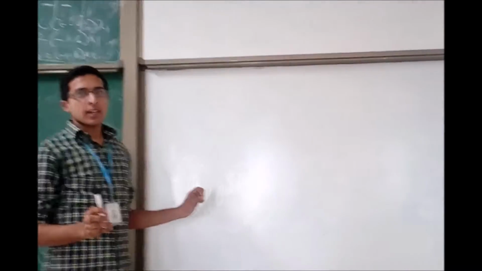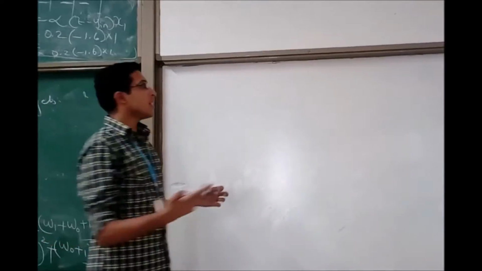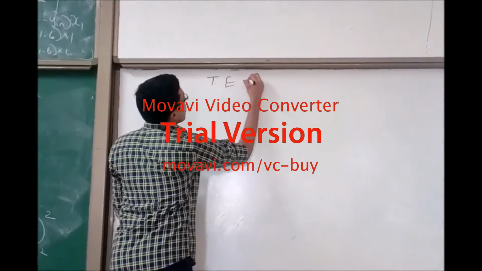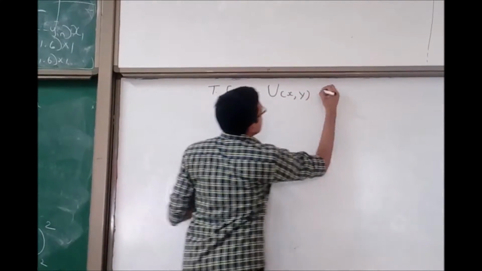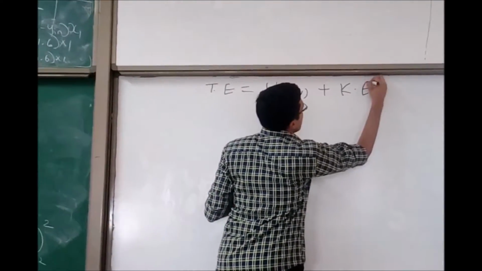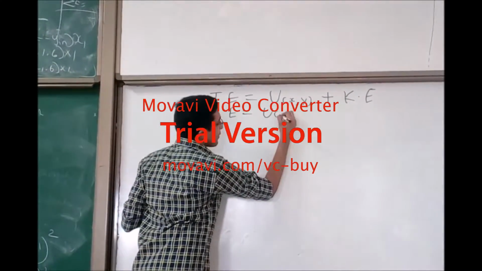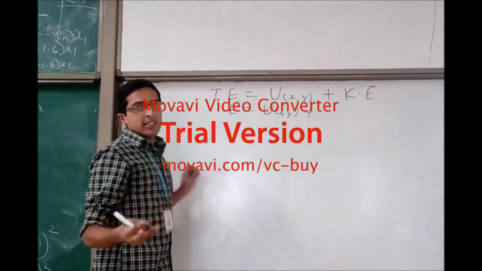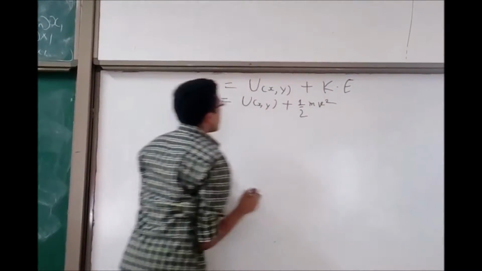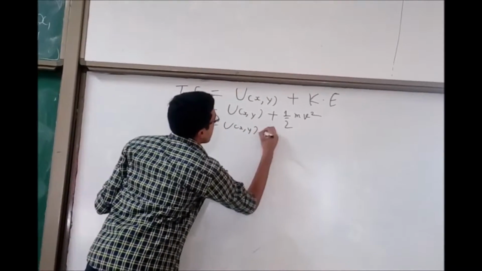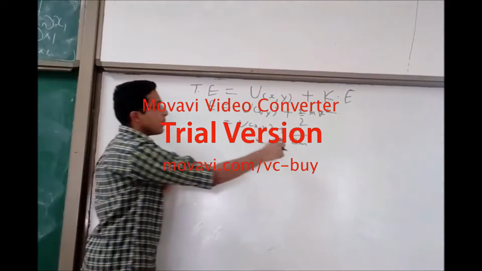Now assume that there is a nanoparticle which is traveling with the speed of light, same as that of an electron. If we apply the principle of energy conservation, then total energy is equal to potential energy plus kinetic energy. So this is potential energy at position x comma y plus kinetic energy. Total energy, let it be E. U is U of x and y, the potential energy. Now what is kinetic energy? It is half m v square, as you all know, which can also be written as p square by 2m, as momentum is equal to m v.